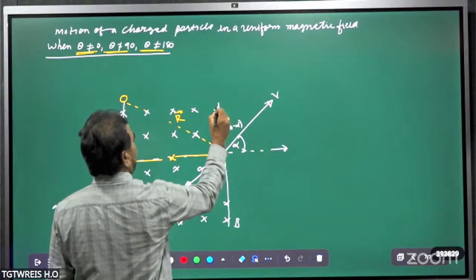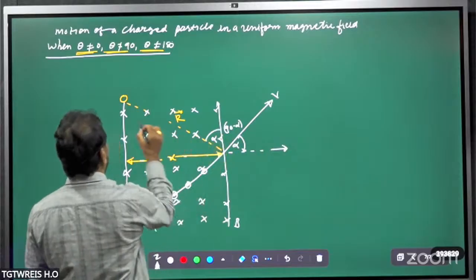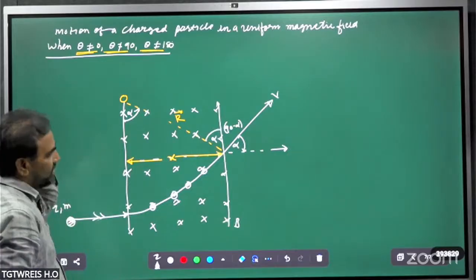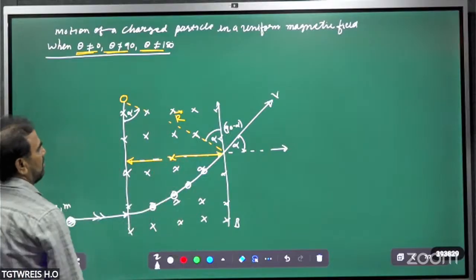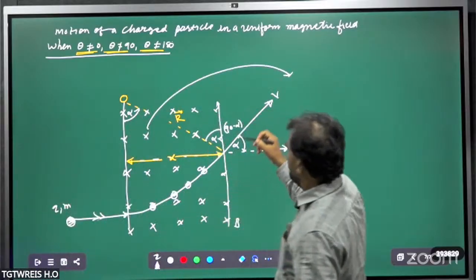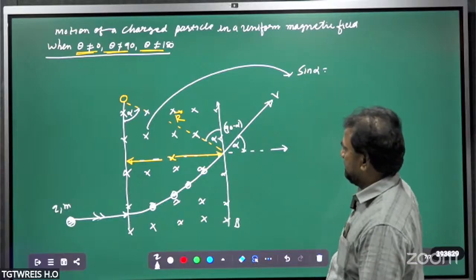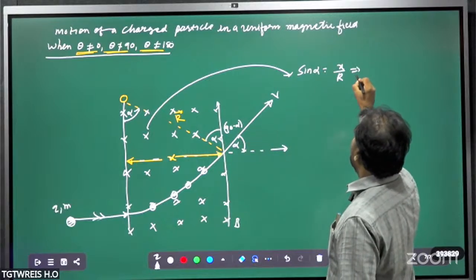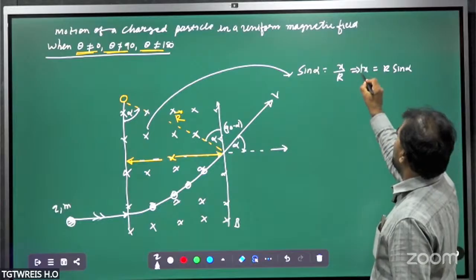This angle is 90 degrees, so that becomes alpha. That angle becomes alpha here also. This angle would also be alpha. So from this triangle it is very clear that R is equal to mv by qB, which we already know. Sin theta, or sin alpha, is equal to what? Sin alpha is equal to opposite side by hypotenuse, that is x upon r. From this, x is equal to r sin alpha.